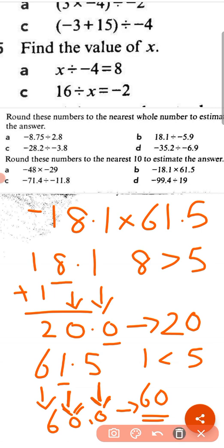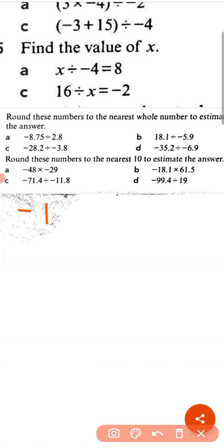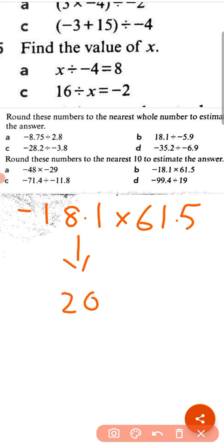Now let us do the calculation. Negative 18.1 into 61.5. When we round 18.1, we will get 20. The sign is negative. 61.5 becomes 60. The sign is positive. Okay. 18.1 became 20 and 61.5 became 60. Here we are rounding the numbers to the nearest 10. Okay, nearest 10. Now do the calculation.